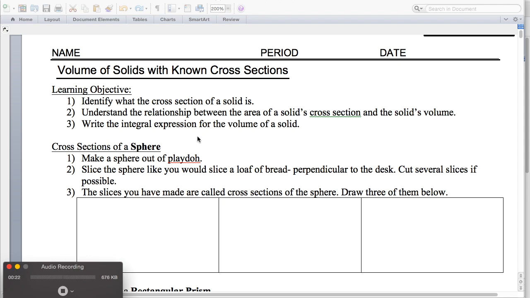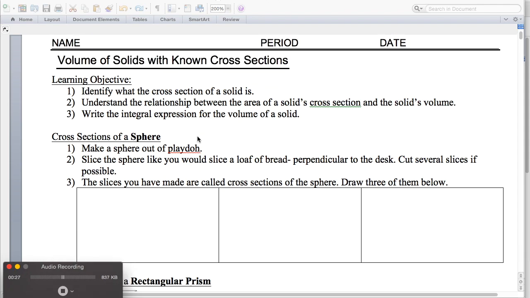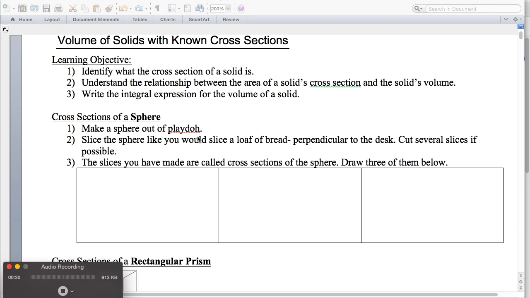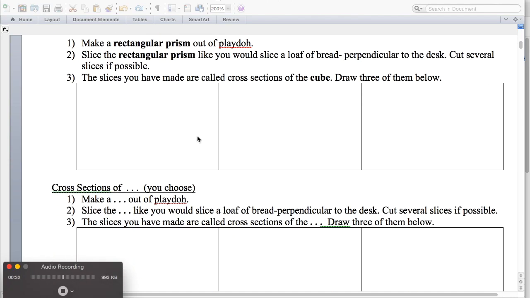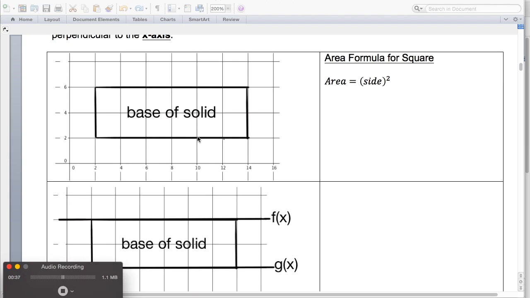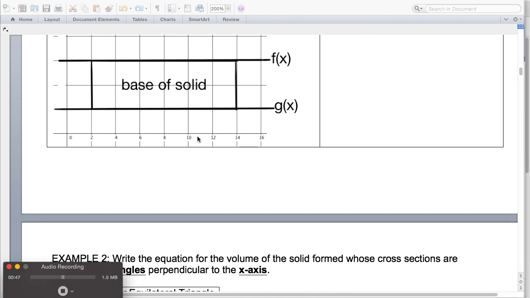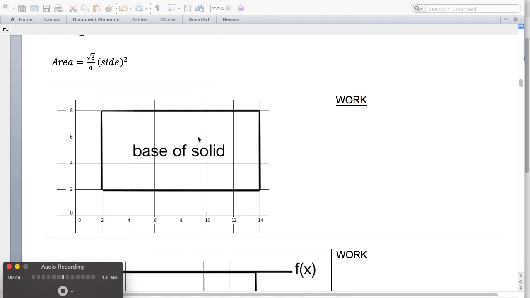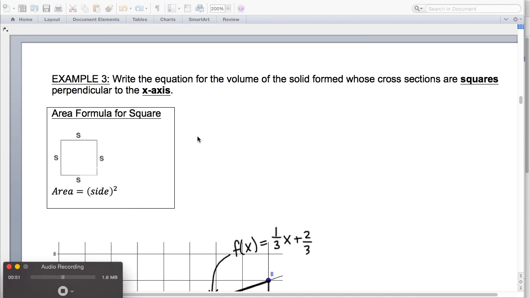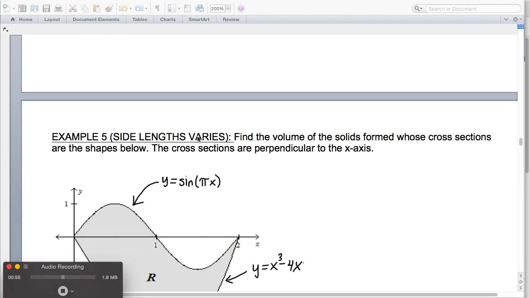So this lesson's on volume of solids with known cross sections. You guys should have the handout that I gave to you in class. It should look like this. It's the first page, and there are three main parts to it. So there's an activity on a cross section that we'll do at the start, and then we'll get into the main learning objective, which is to find the volume of a solid with known cross sections. And so that's part of the classwork.